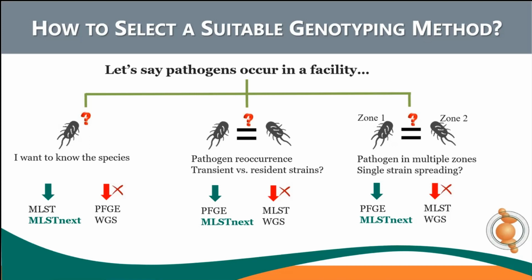If a facility detects pathogens in multiple zones and wants to determine whether it's a single strain spreading or just unrelated strains, then both PFGE and MLST NEXT can do the job. Again, we recommend MLST NEXT due to its higher discriminatory power for closely related strains. For the same reason, we don't recommend traditional MLST and whole genome sequencing.